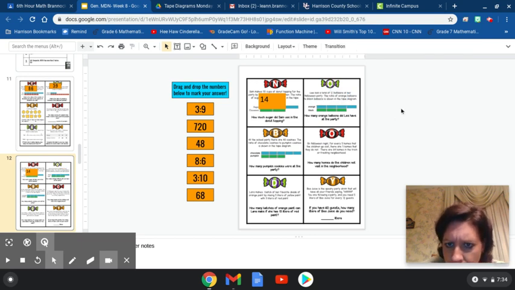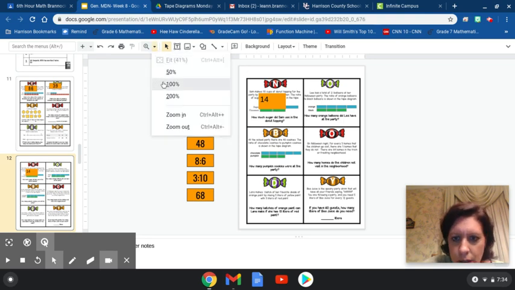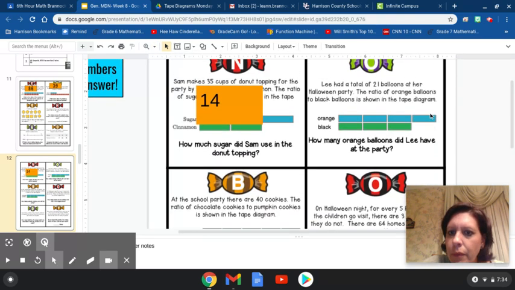There's 20, let's see. Let me do this one with you guys just real quick. I'm going to zoom in. Lee had a total of 21 balloons at her party. So that's a total. That means to add. So you're going to add 1, 2, 3, 4, 5, 6, 7. There's 7 boxes. So we added both boxes together.